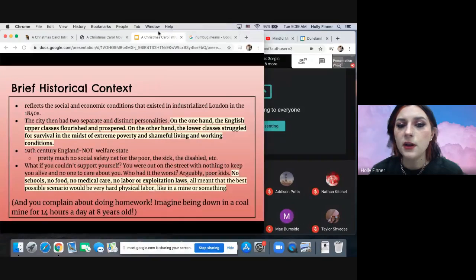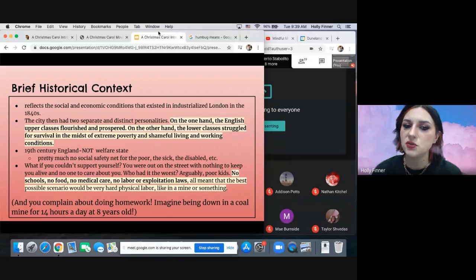So welfare is when you have assistance from government programs that help you pay for housing and food and just the basic necessities that you need to take care of yourself. But then they didn't have that. So there was no safety net. If you were poor, sick, or even disabled, you were on your own, and it was pretty miserable.